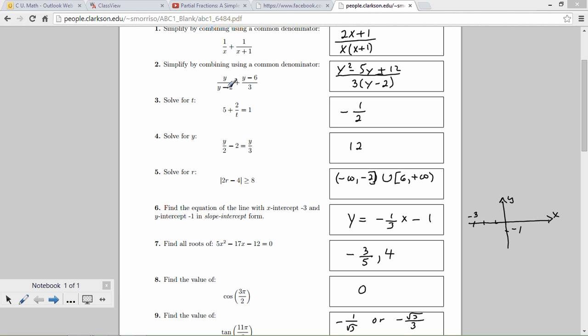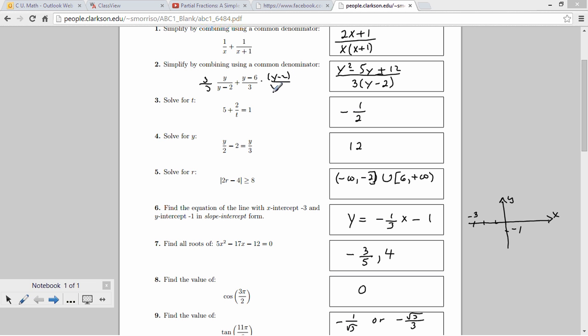Number 2, very similar, again, adding 2 rational expressions, and shouldn't have been too difficult. Of course, denominators of y minus 2 and 3, your common denominator is going to be the product of those 2 denominators. Now, the numerator, of course, on the left-hand side just ends up being a 3y, because this term would have to be multiplied top and bottom by 3. And the fraction on the right is going to be multiplied top and bottom by y minus 2.